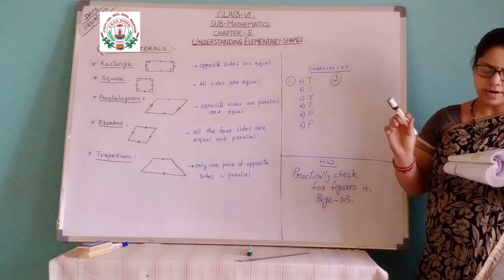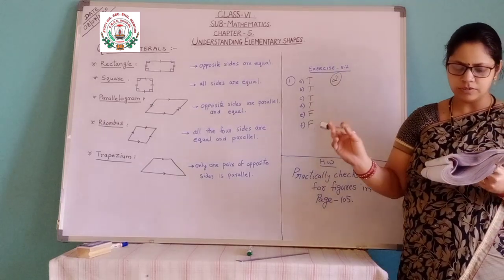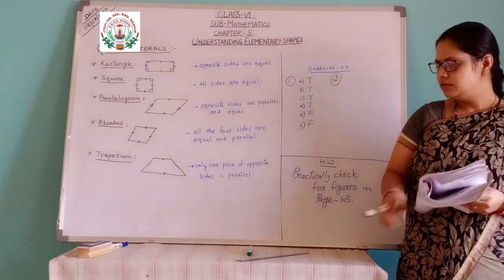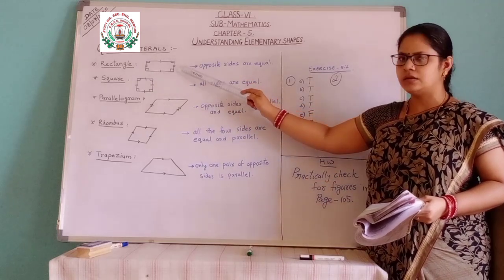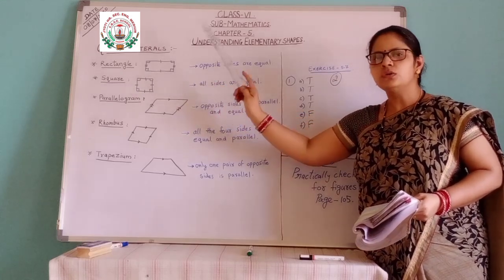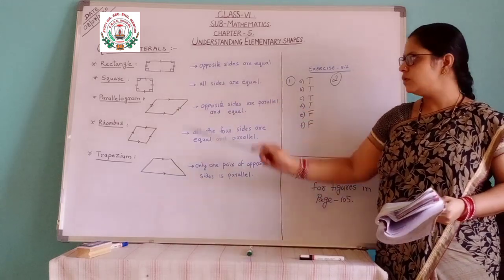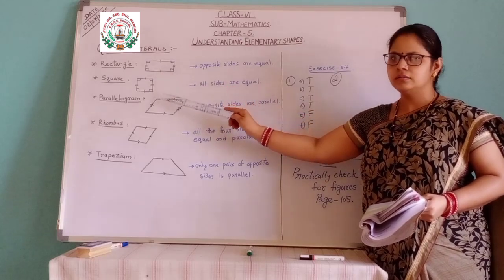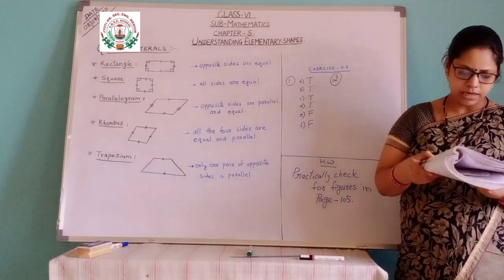Now, opposite sides are equal for a rectangle. In a square, all four sides are equal. In a rectangle, opposite sides are equal. So if you take this square, here also opposite sides are equal. So this square can also be thought of as a special type of rectangle, because in a square opposite sides are equal and the corner angle is 90 degrees. So yes, a square is a special type of rectangle.